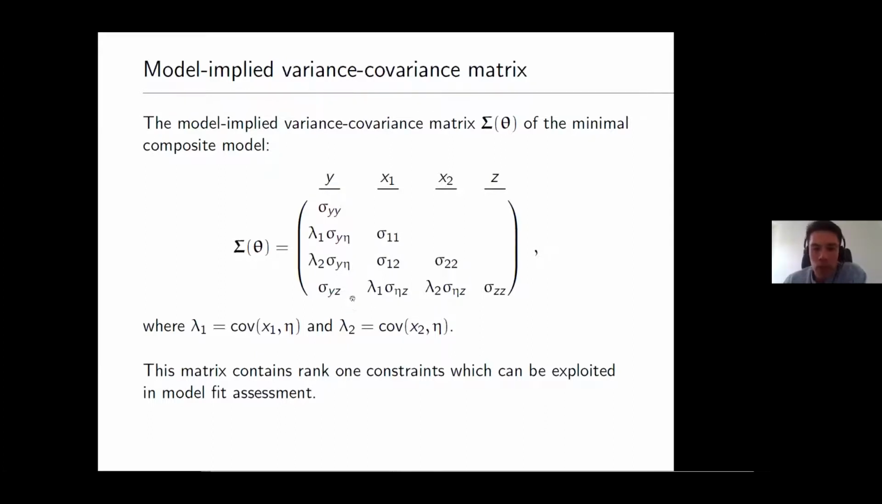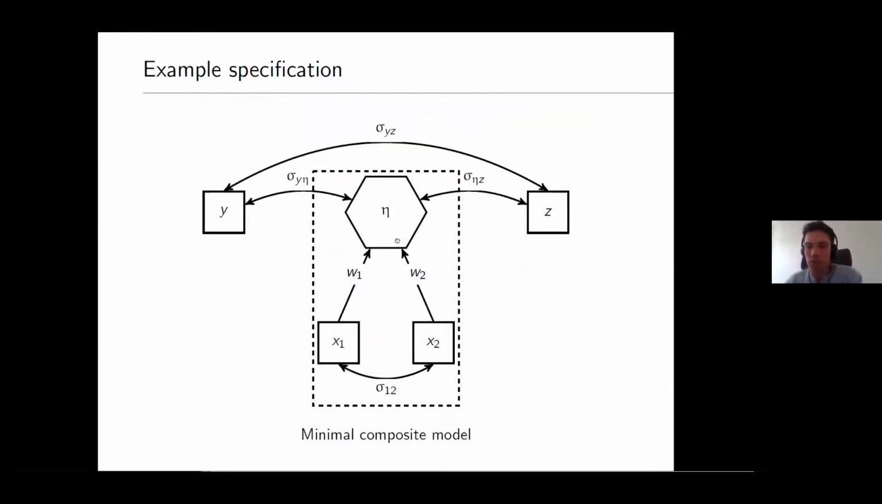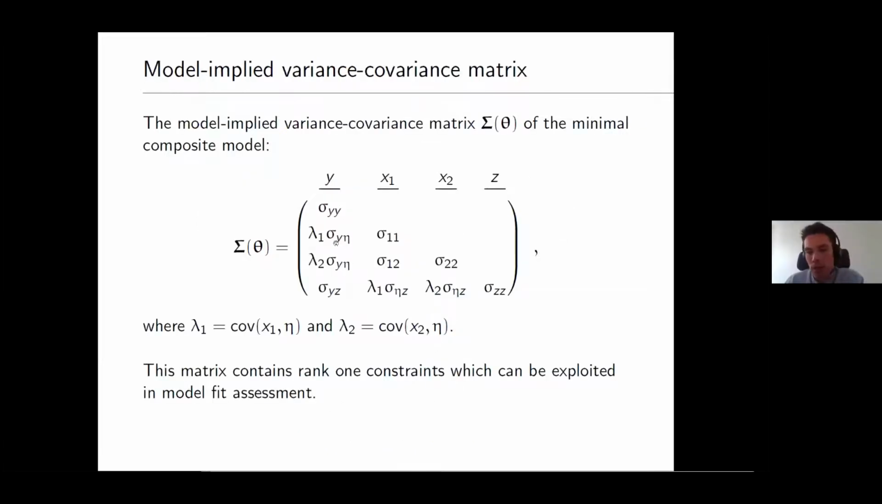Don't be confused, because here we have these lambdas, and in this model they are not present. The lambdas are the covariance between the observed variable x1 and eta. This is lambda 1. Similarly, lambda 2 is the covariance between eta and x2. So I express the model in terms of covariances, but in fact the lambdas depend on the weights. It is just to preserve clarity.